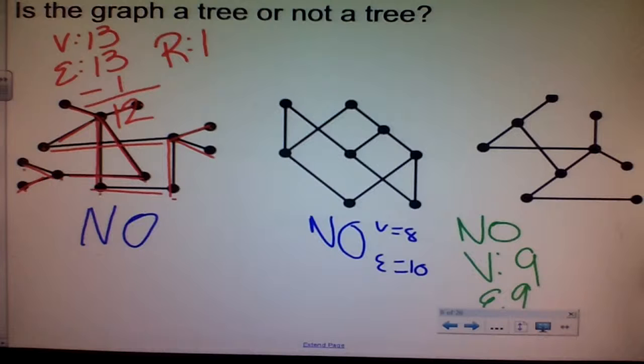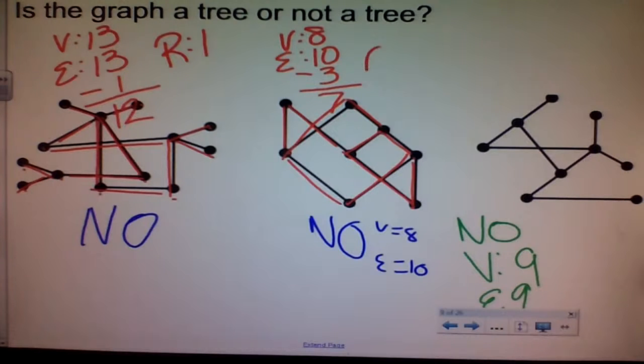Okay. This one, I've got 1, 2, 3, 4, 5, 6, 7, 8 vertices. And I've got 1, 2, 3, 4, 5, 6, 7, 8, 9, 10 edges. I need 10 to become 7. So I need to remove 3. So my redundancy is 3. Does that make sense? Yes. Okay. Like I said, I don't ever remember the formula. It's not something that sticks in my head.